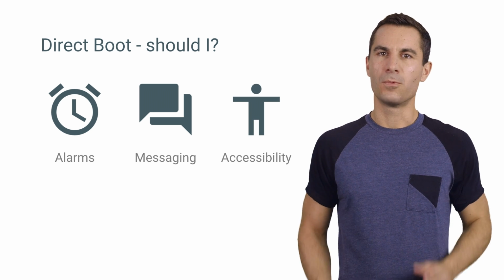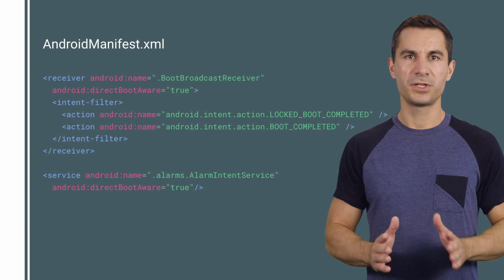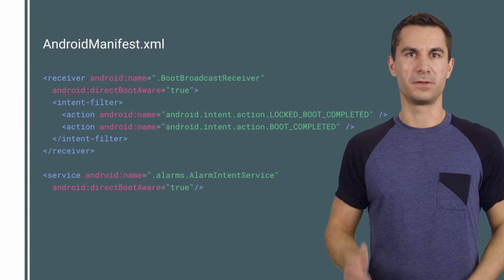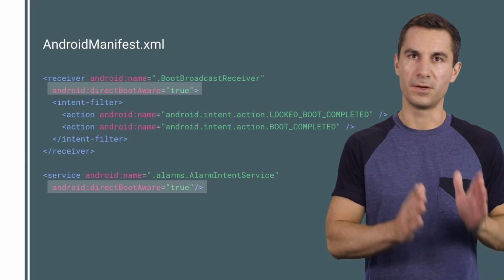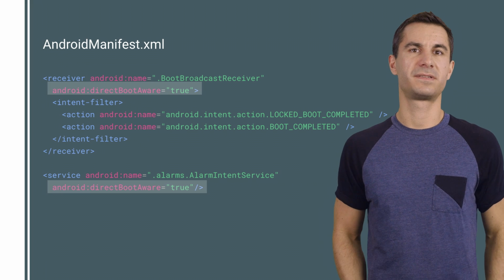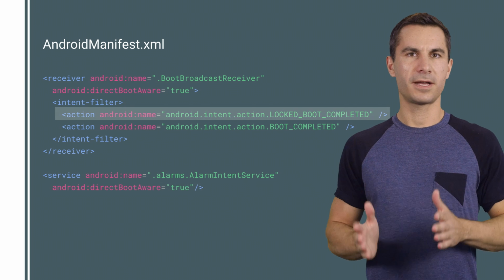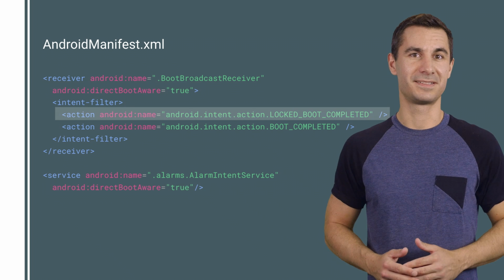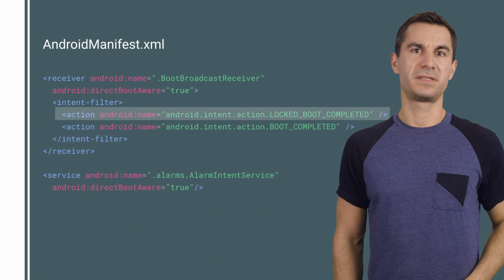In any case, once you've made the decision to support direct boot, the next thing to do is figure out which components of your app will run before unlocking. Only components that you explicitly mark with directBootAware equals true in the manifest will be eligible to run during direct boot. You can listen for the new ACTION_LOCKED_BOOT_COMPLETED broadcast to schedule any jobs or alarms that you need as soon as the device boots.